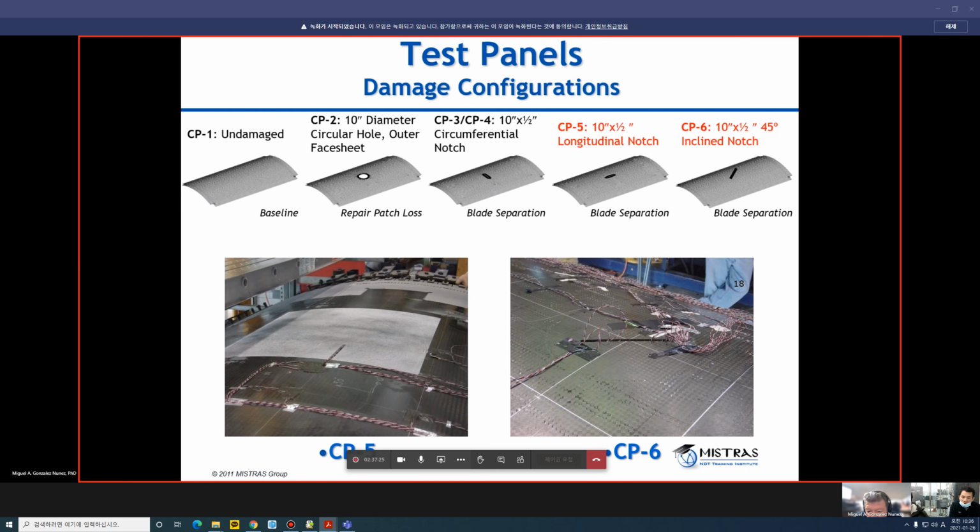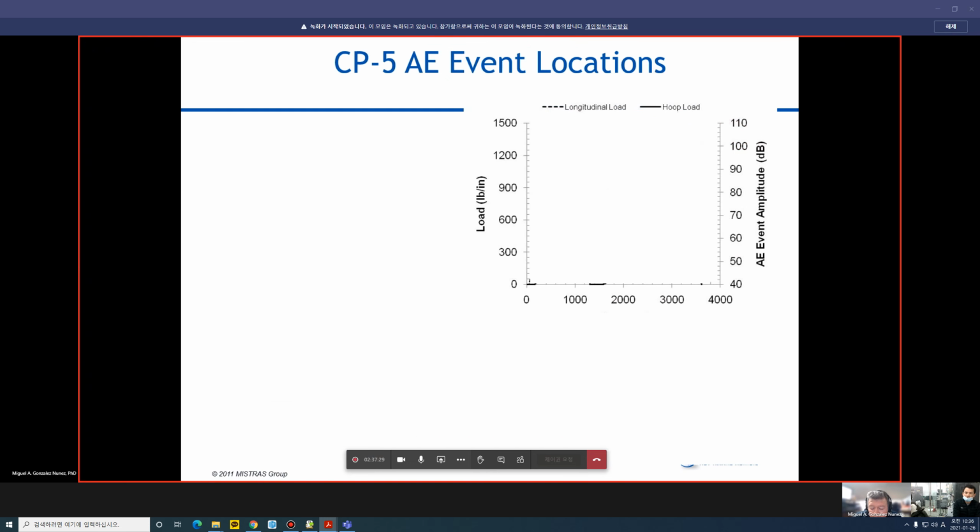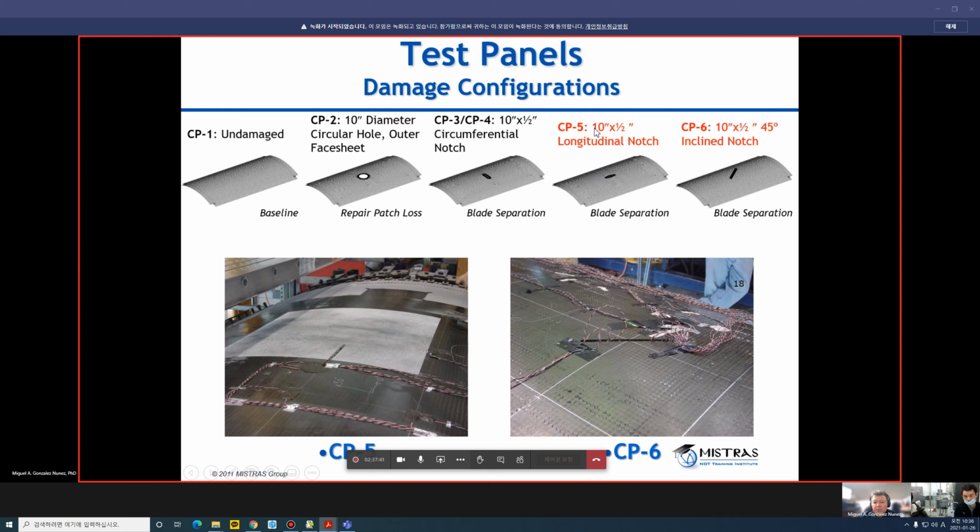And this shows strain gauges and the sensor used for this particular test. So focusing on this plate, the CP5, with a longitudinal notch repair of 10 inches and half an inch depth.